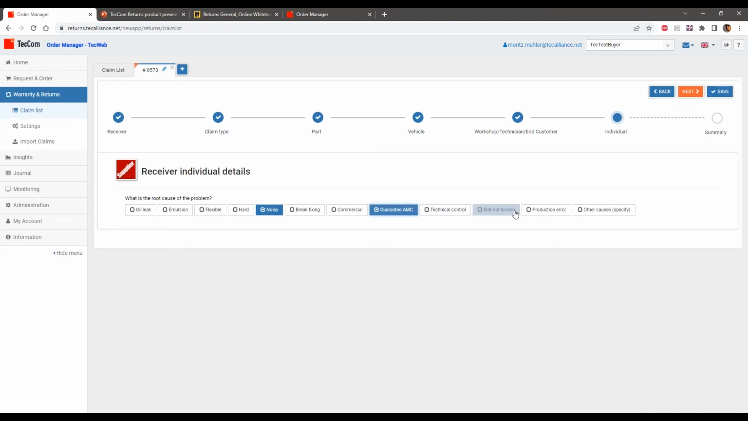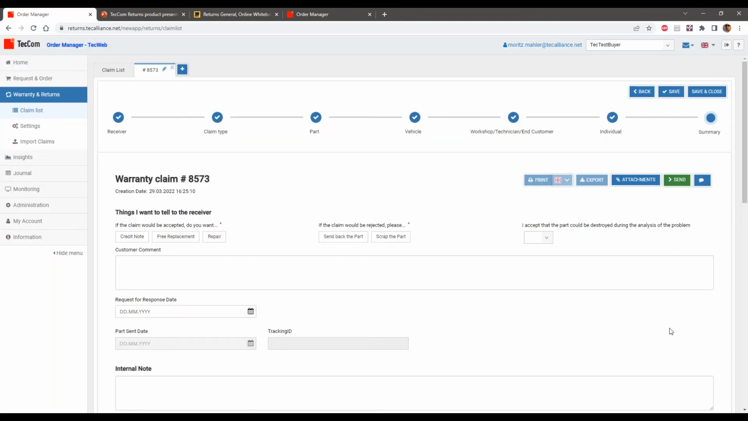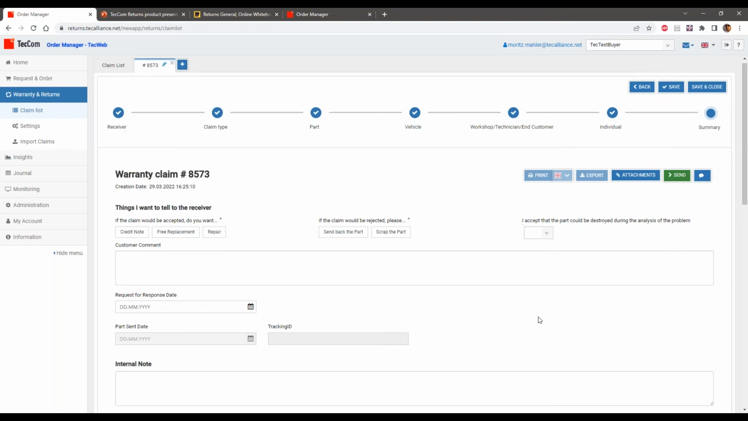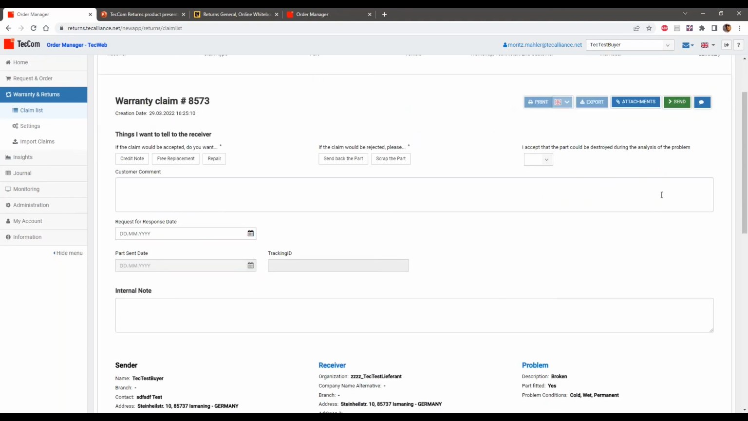So after I answer these difficult questions, I go to the next page and I finish the claim, which means I will have a final question. For example, if your claim is accepted, what do you want? A credit note, a free replacement, maybe there's a repair possibility, but normally I want a credit note or a replacement. But this is a wish.